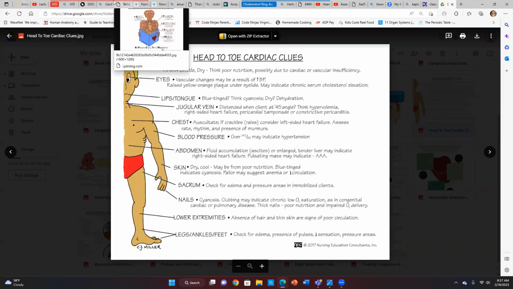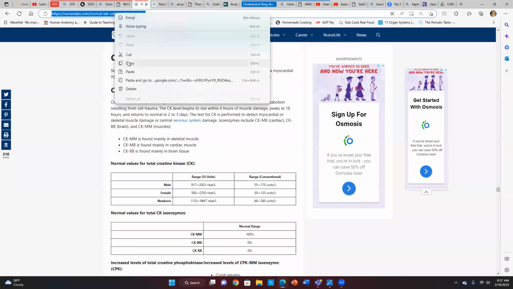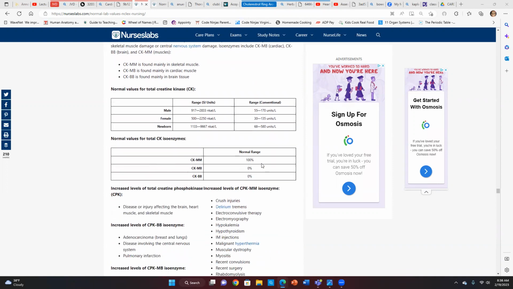I'm going to shift gears for a second, because when we think about cardiovascular, I'm going to share this link with you in the chat just in case. And definitely, if these values are different, I want to make sure that you go with your textbook values. I'm sharing this because when we think cardiovascular assessment, not only do we have to do our head to toe assessment, but we also need to look at our lab values. So I have this pulled up: cardiac markers and serum enzymes. If there's a section in your textbook that talks about cardiac lab values, you need to know what they are.